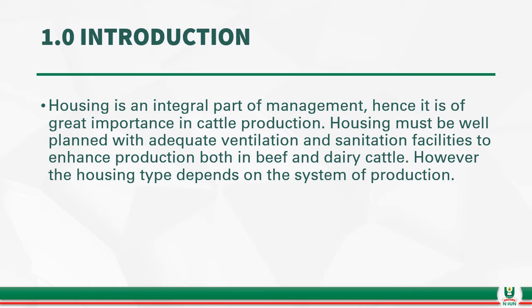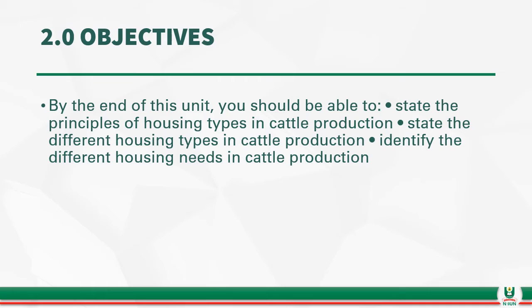By way of introduction, housing is an integral part of management. Hence, it is of great importance in cattle production. Housing must be well planned with adequate ventilation and sanitation facilities to enhance production both in beef and dairy cattle. However, the housing type depends on the system of production. At the end of this unit, you should be able to state the principles of housing types in cattle production, state the different housing types in cattle production, and identify the different housing needs in cattle production.